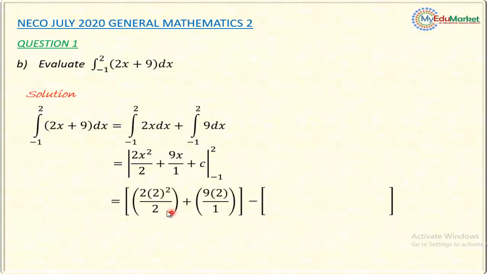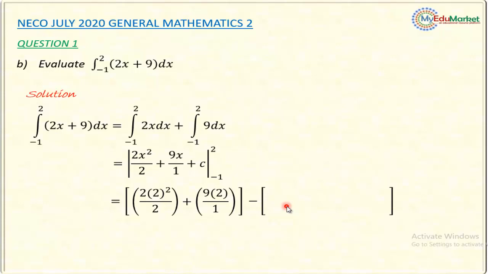So I'm going to have 2 times 2 raised to 2 all over 2. That is 2x squared over 2, so I replace x by the higher limit, which is 2, plus 9x, where x is now replaced by 2, the higher limit. So I have 9 times 2 all over 1. I will not substitute for c because these limits are replacing only x, so I will discard this.